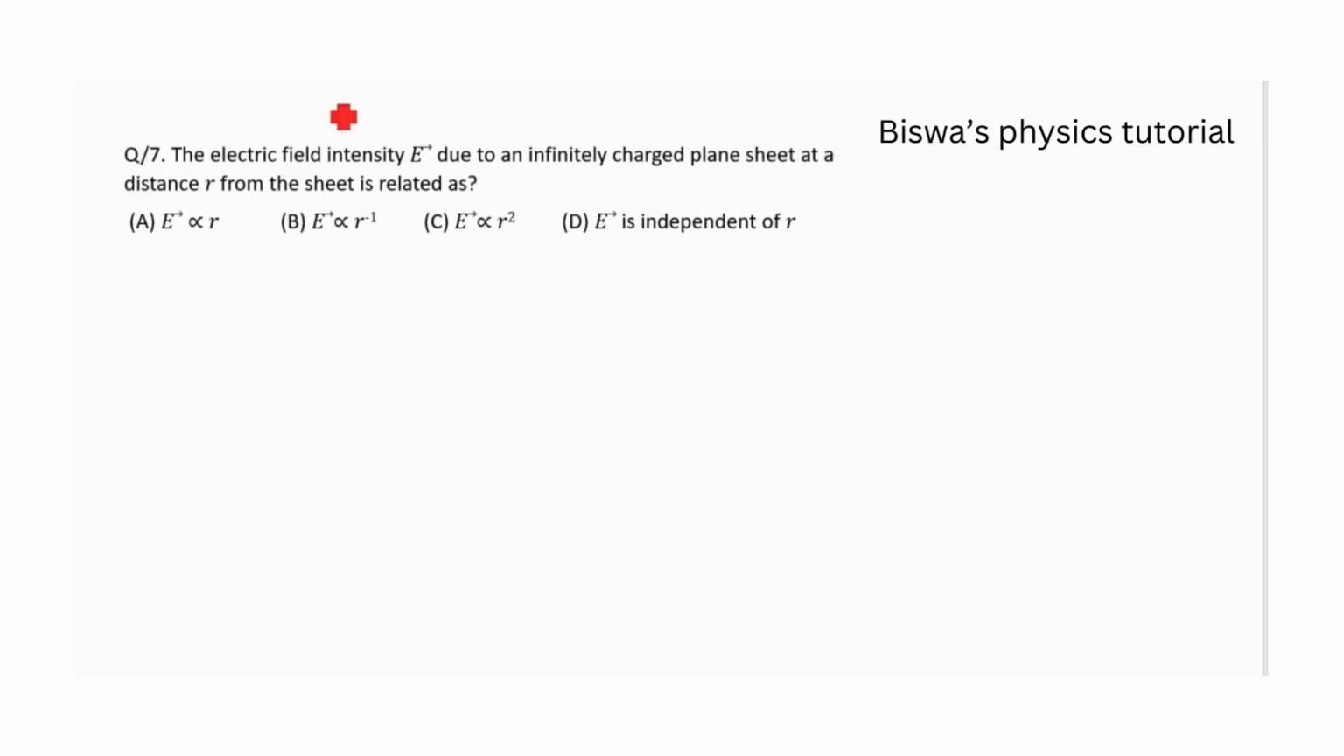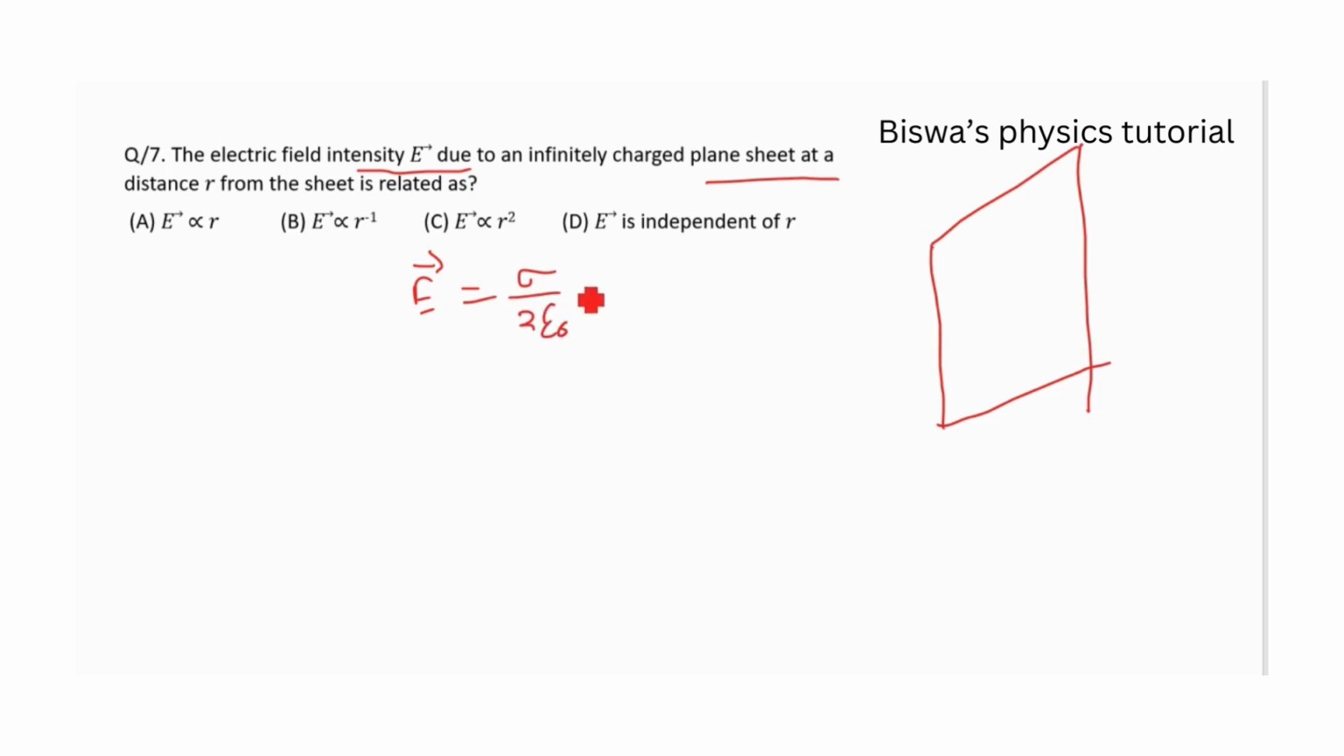Next question is the electric field of intensity E due to an infinitely charged plane sheet at a point at distance R from the sheet. Okay, the question is saying we have to find the dependence of electric field intensity on its distance R. If this is a plane sheet, its electric field intensity is given by a direct formula, that is E is equal to sigma by 2 epsilon naught into n cap.